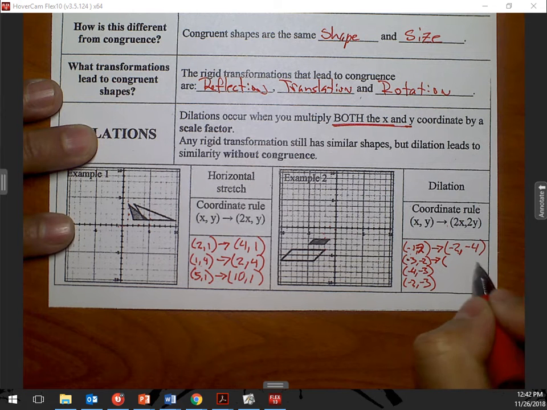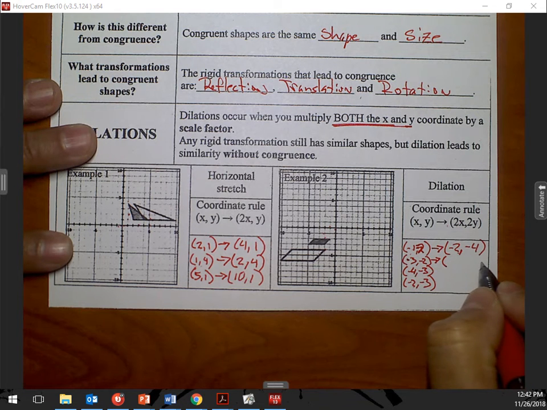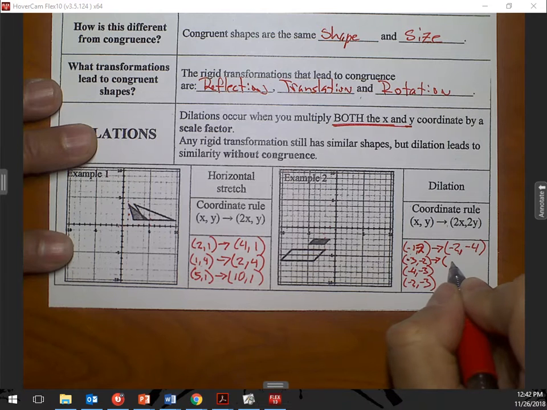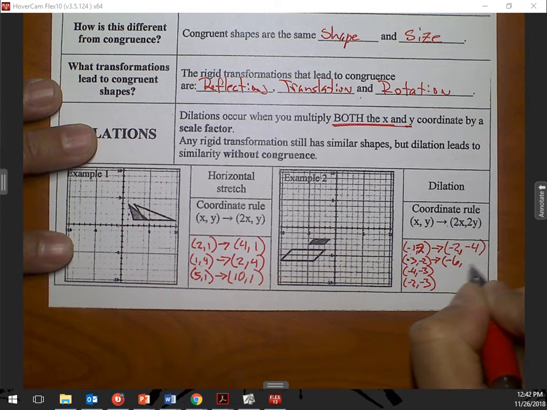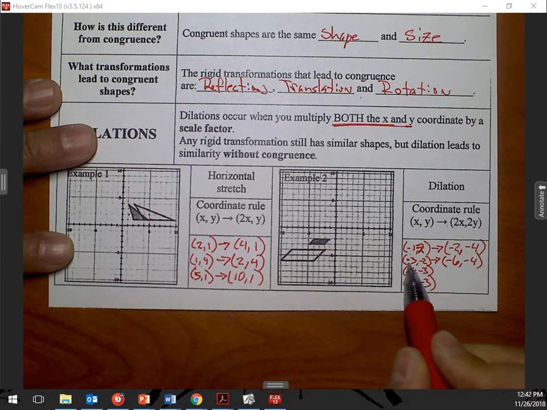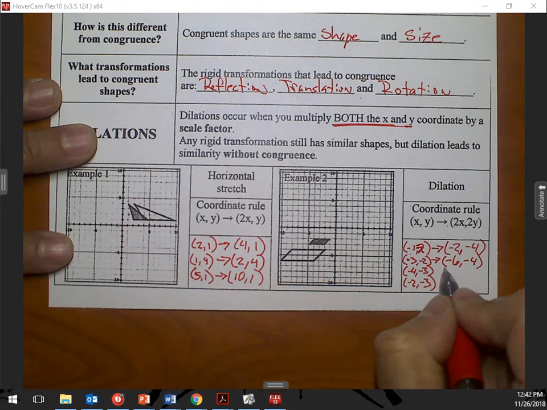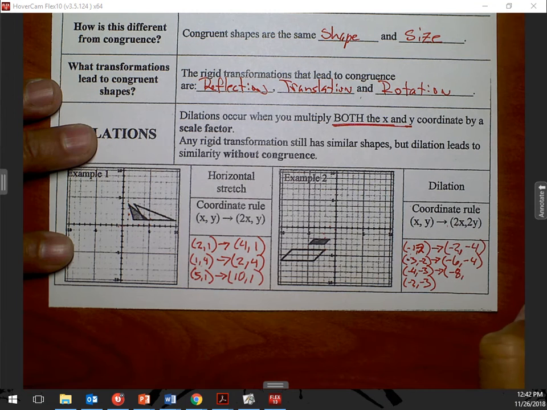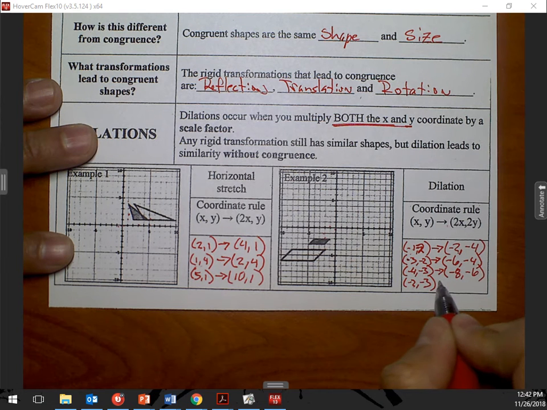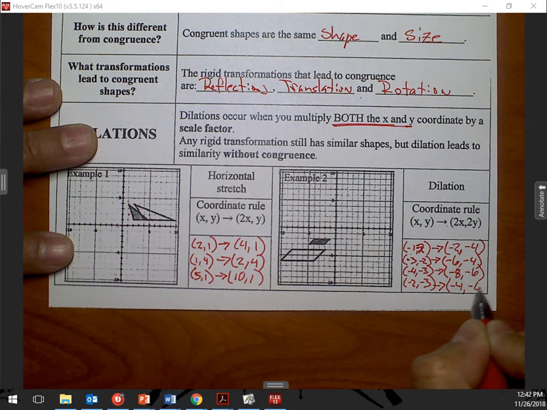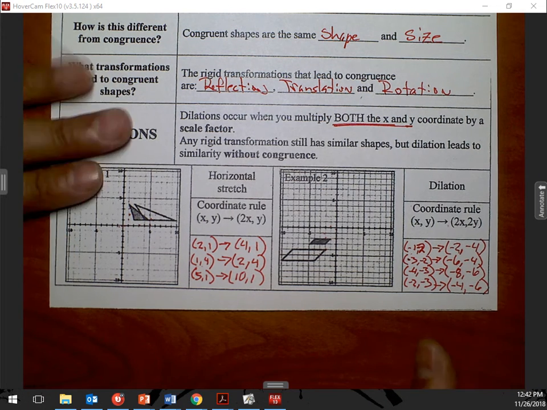All right, let's do the next one. Help me out. You're multiplying, you don't divide. So 2 times 3 is going to give you the 6 part. Okay. Next one, -8 and -6. Last one, -4. There we go. Is that pretty easy now? Of course.